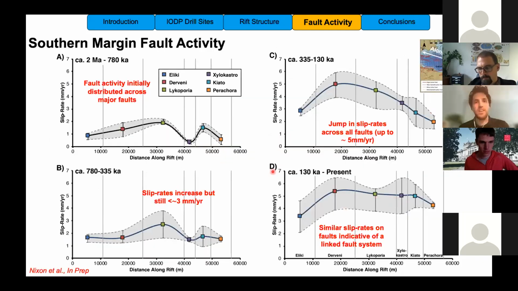So this here quickly shows that southern margin system and how the slip rates through time have been changing. And what we see is that initially there's maybe two connected fault systems that are beginning to link, but they have quite low slip rates of less than 3 millimeters. But a key point here is that since 335,000 years, there's been a huge jump in the slip rates along this southern margin fault system, up to approximately 5 millimeters. And it's now forming a bell-curved shape, indicating that it's quite a linked system. And that continues to the present day.